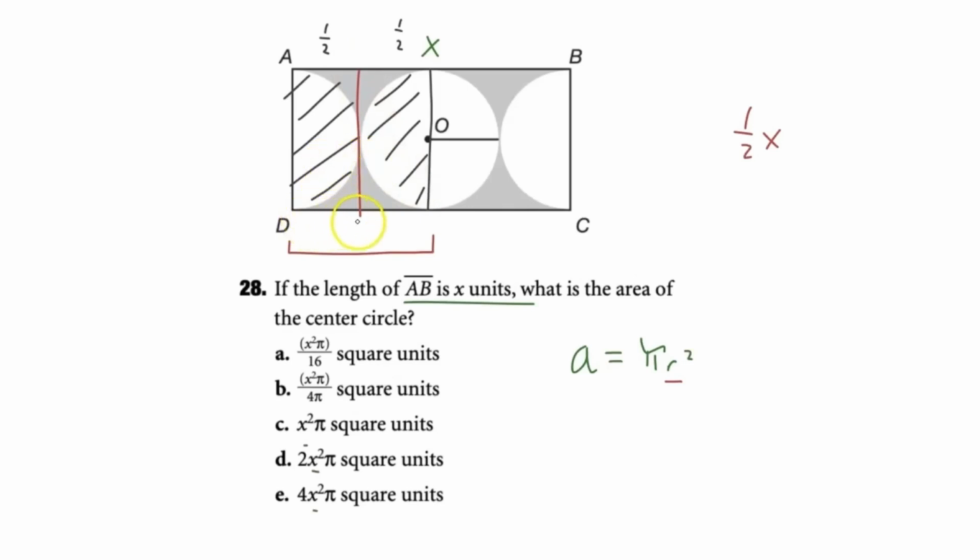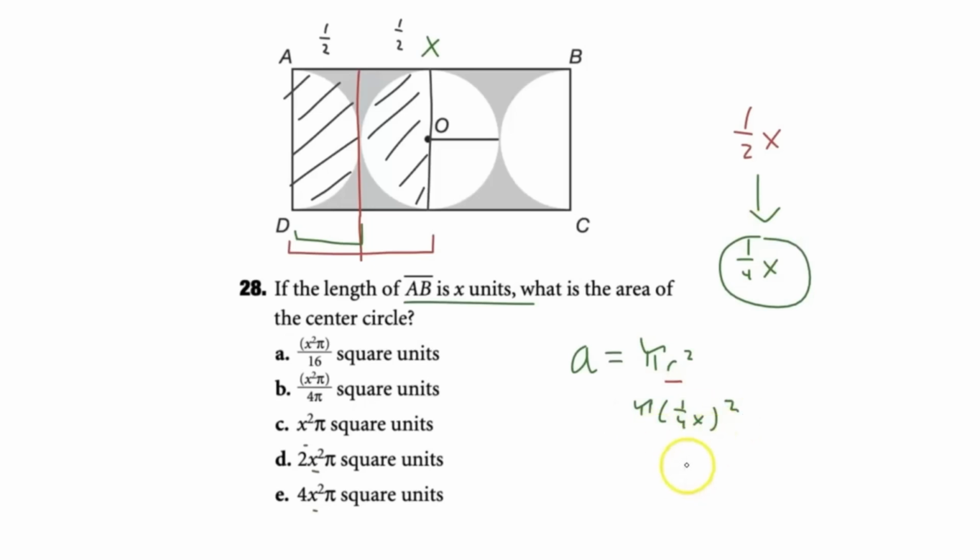And we know that this part, let me get green, this part right here will just be the radius. And therefore, how do we find the radius here? Well, we just take 1/2 of 1/2 x. 1/2 of 1/2 x is just 1/4 x. And now we have our radius. And so now we can do pi times our radius, which is 1/4 x squared.